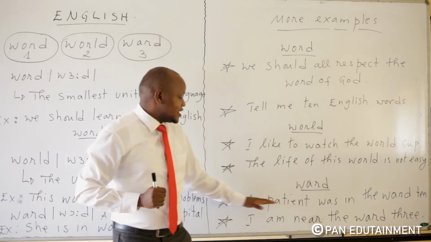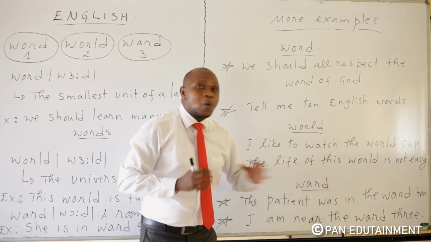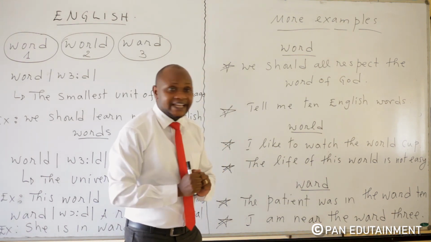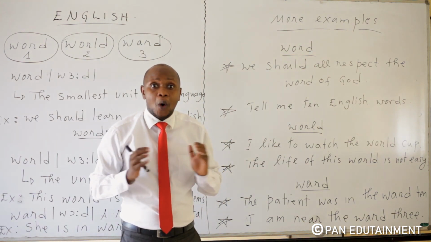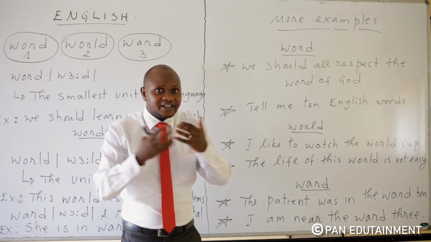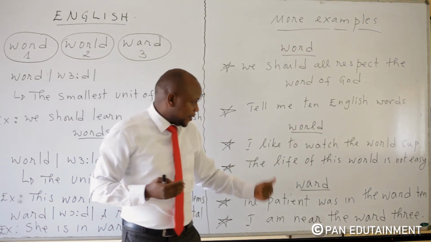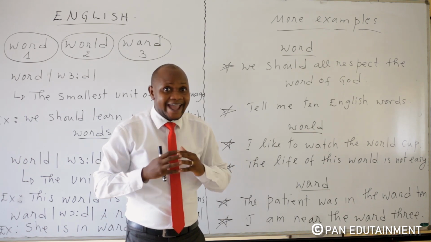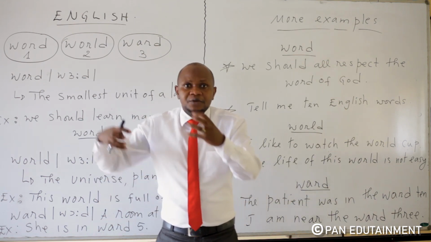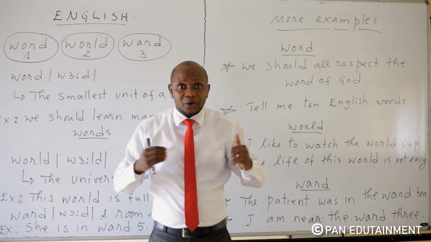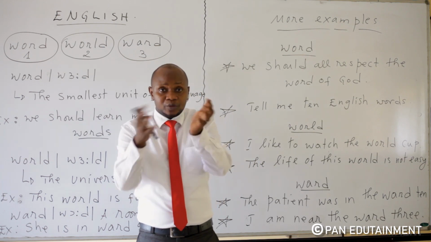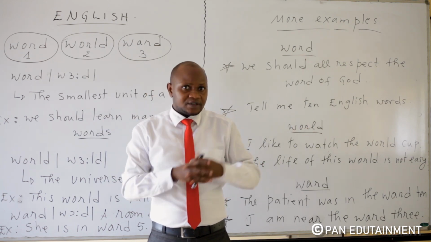Third word, which is the patient was in the ward. The patient was in the ward 10. Umurwayi yarari mu cyumba cya kangahe cya 10 cyangwa ku gitanda cya 10. The patient was in the word 10. Here, I am near the word 3. Ndi bugufi bw'icyumba cyangwa se gitanda cya gatatu. The word. Word. This is not word. Say word. Yo tuvuga icyumba cyo kwa muganga bashyiraho abarwayi cyangwa se abarwayi baryama.